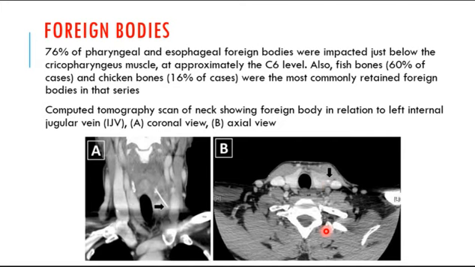aerodigestive tract. And this is a CT scan of the neck showing a foreign body in relation to the left internal jugular vein in the coronal view and in the axial view.